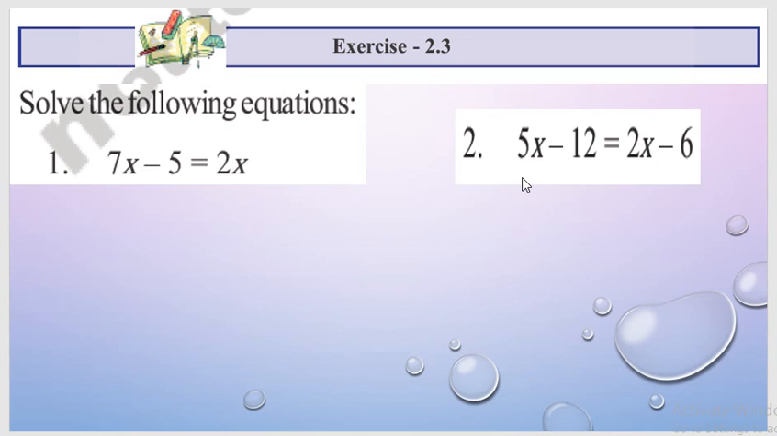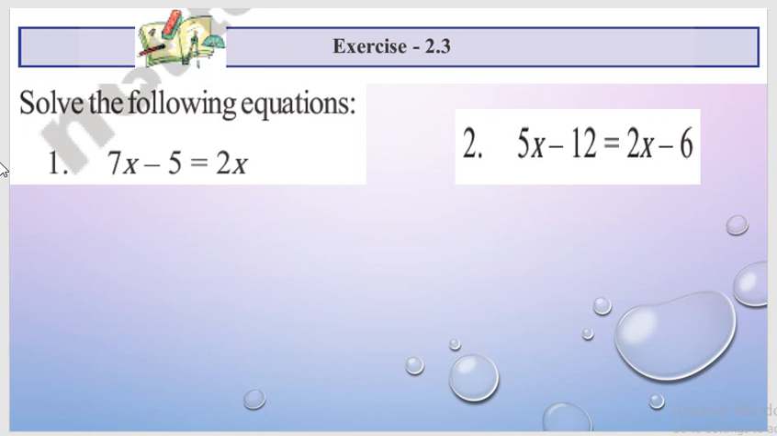So let us start exercise 2.3 of linear equations in one variable. In exercise 2.1 we learned about simple equations. In this particular exercise we are going to learn how to simplify equations which contain variables on both the left hand side as well as the right hand side. So let us see the first question.